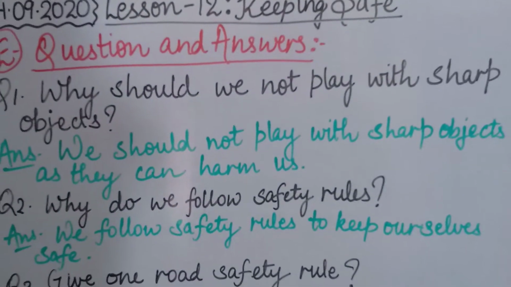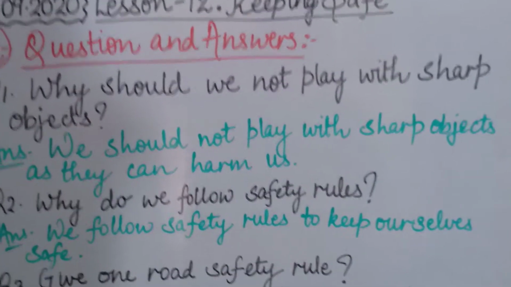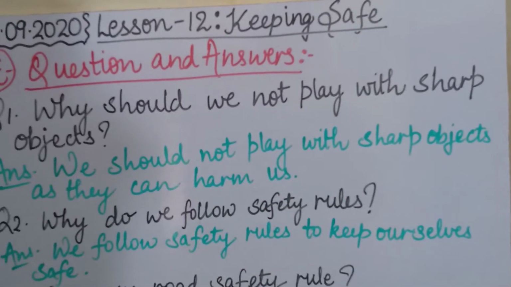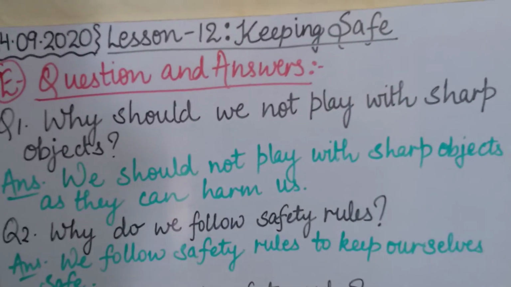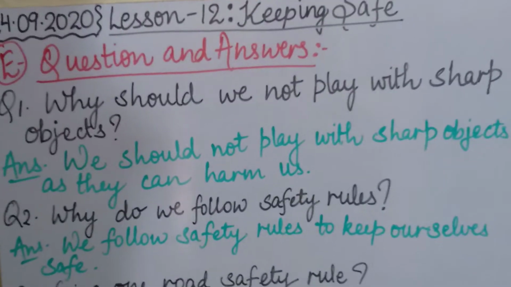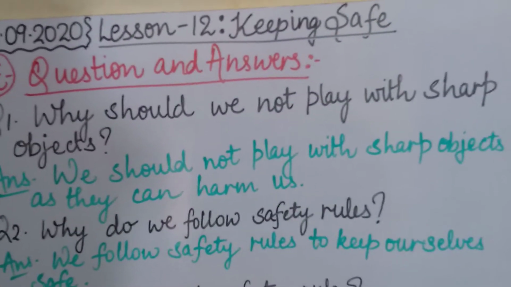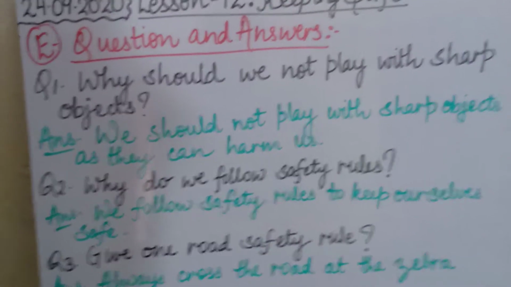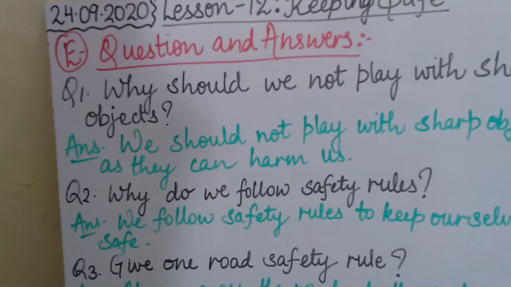Swimming pool ke andar kisi ko khinchna nahi, kisi ko dhakka nahi dena. Do not swim in the deep end of the pool. Swimming pool ke deep end mein jaake aapko swimming karne ki zarurat nahi hai. Use swimming tubes or arm bands while swimming and do not run around the pool. Pool ke aas paas, pool ke charo taraf bhagna nahi.